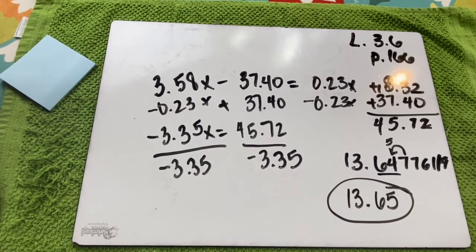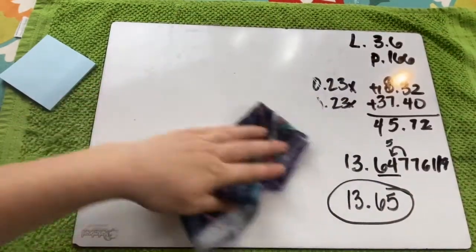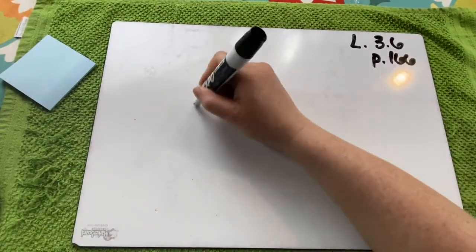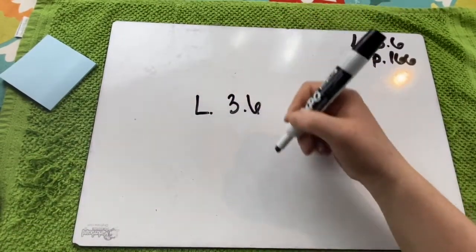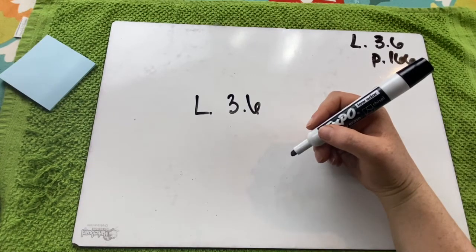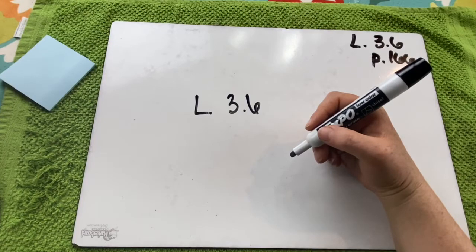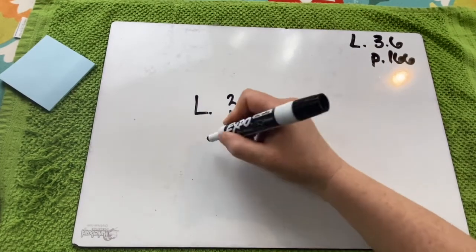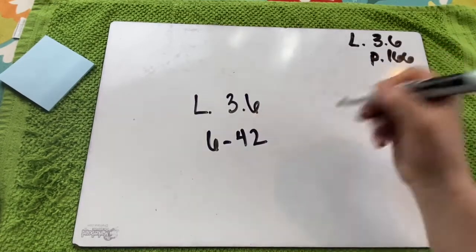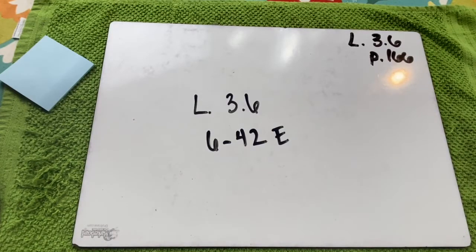Okay, so your problems today, use your calculator. I'll say that like 15 times. Okay, so we are doing lesson 3.6. We'll do 6 through 42 even. Had you going there. Okay, 6 through 42 even.